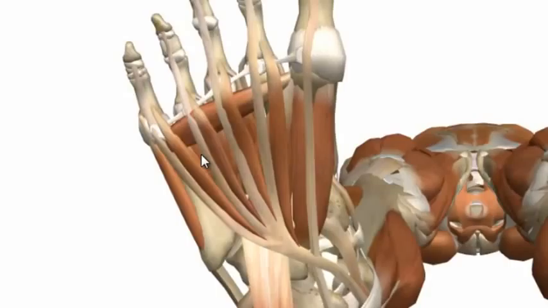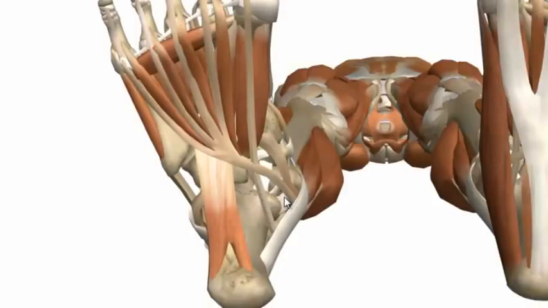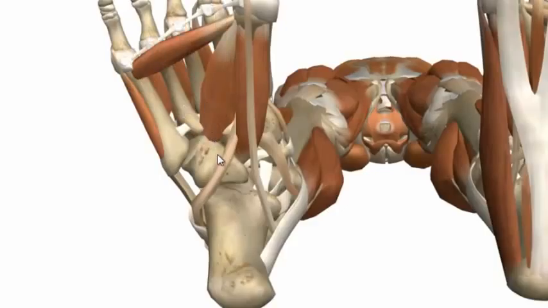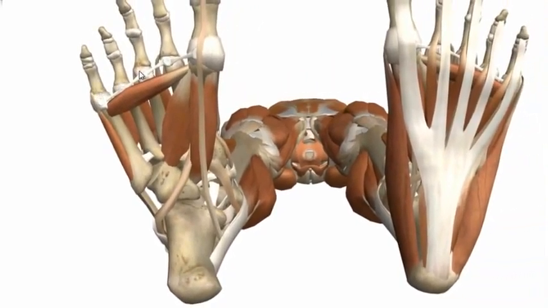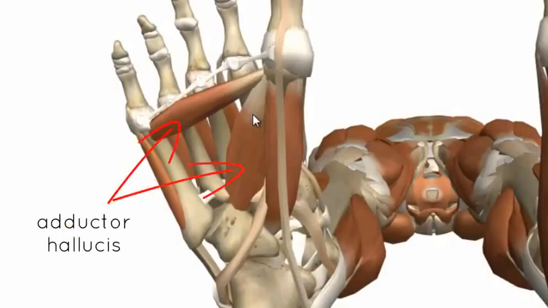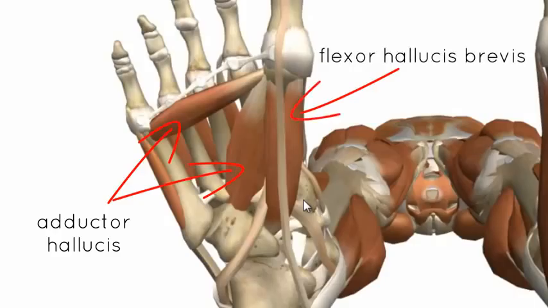So remember, second layer 2 muscles, third layer 3 muscles. So I'll come on to talk about the next layer now. So I'll just remove away the second layer and we'll take a look at the third layer. So the 3 muscles you have in the third layer are associated with the little toe and the big toe. So with the little toe you've got the flexor digiti minimi brevis, and related to the big toe you've got the adductor hallucis and you've got the flexor hallucis brevis.